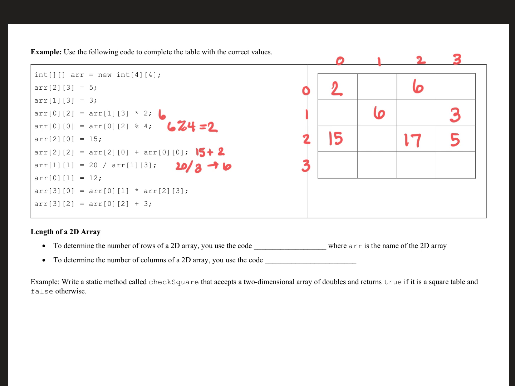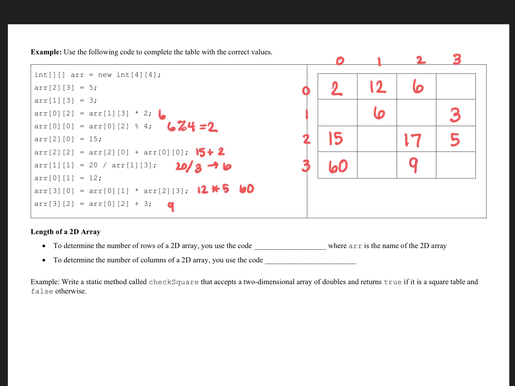Row 0, column 1 is 12. It's going to take the 12, and it's going to multiply by what's at row 2, column 3, which is 5. So 60, and that's going to go into row 3, column 0. And then you're going to take 0, 2, which was 6, and you're going to add 3, so that's 9, and it's going to go at row 3, column 2.